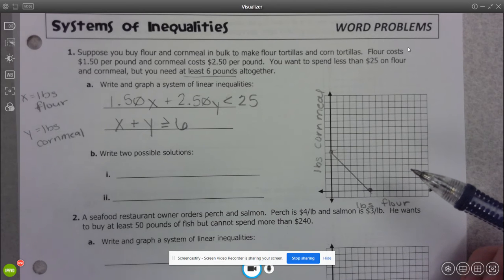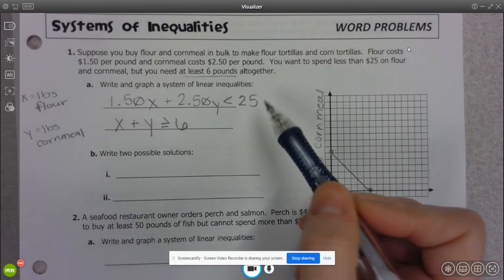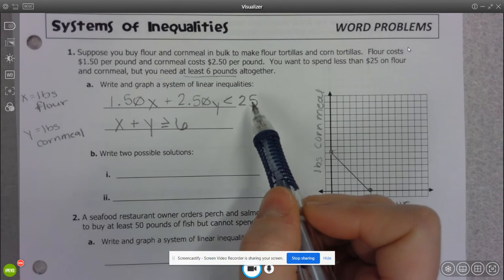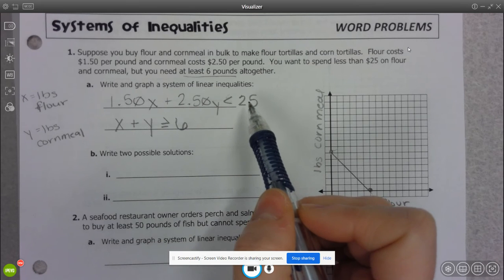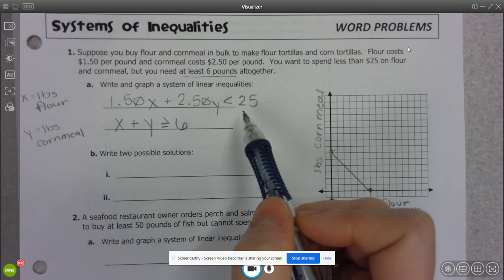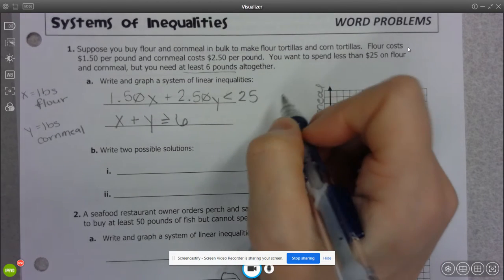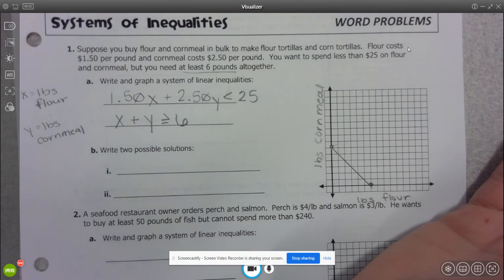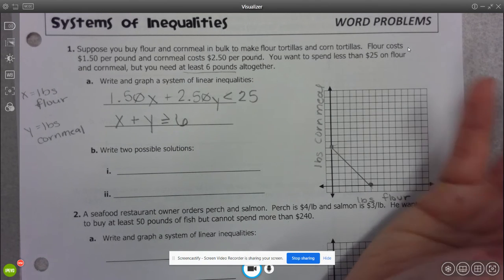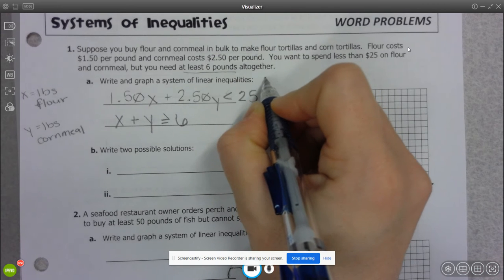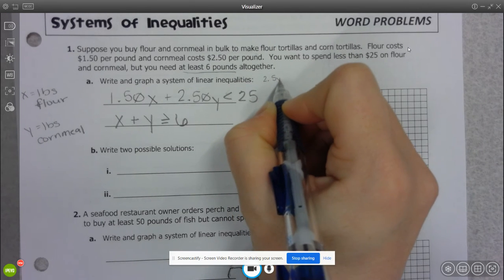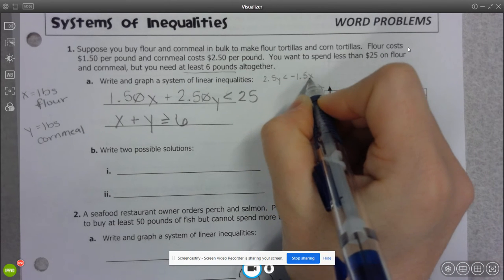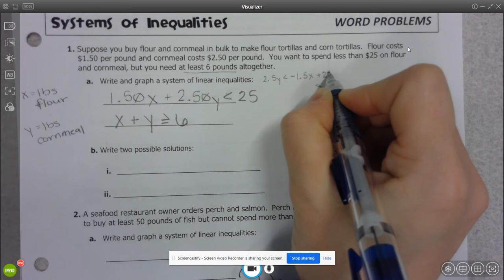With this equation here, I'm going to go ahead and manipulate this equation into slope-intercept form, because I can't graph this the way it is. I'm not going to get pretty intercepts for both x and y. So first I'm going to have 2.5y is less than negative 1.5x plus 25.